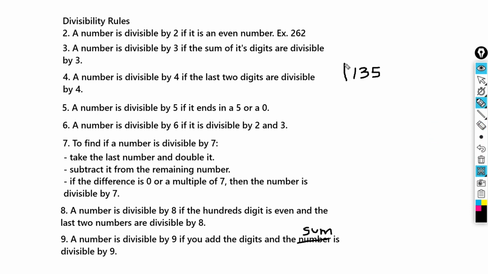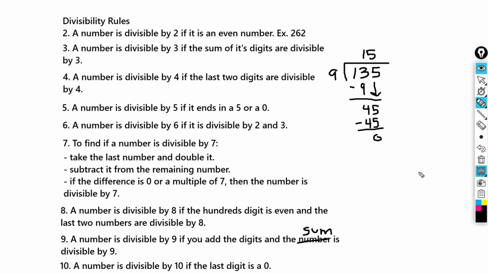Okay, let's try this out. So 9 goes into 13 once. So 13 minus 9 is 4. We bring down the 5. 9 goes into 45 5 times. 9 times 5 is 45. And we have a remainder of 0. So 135 is divisible by 9.